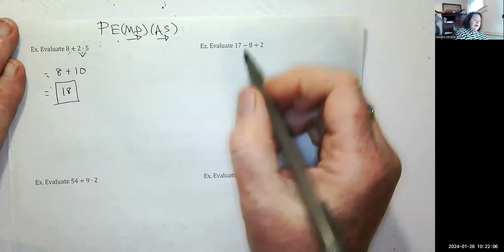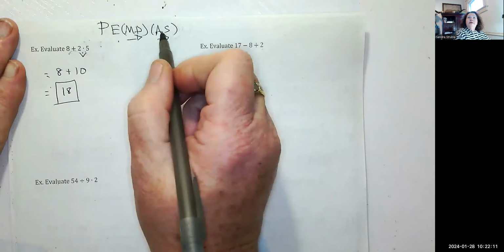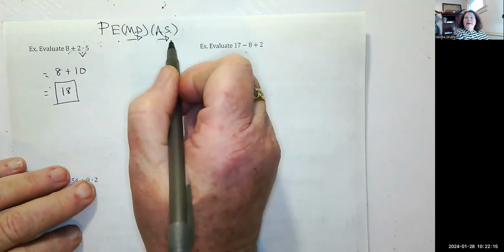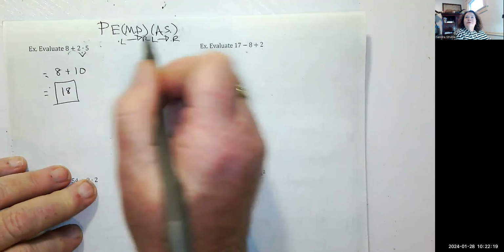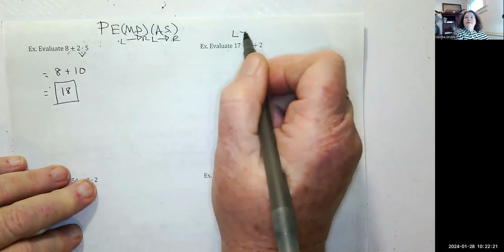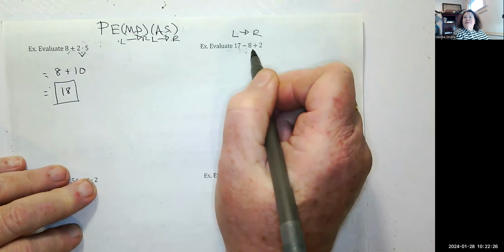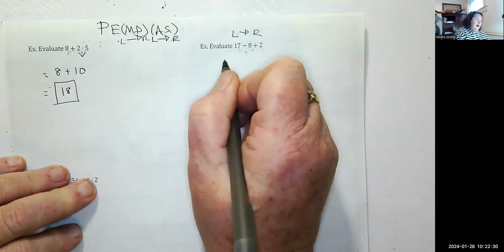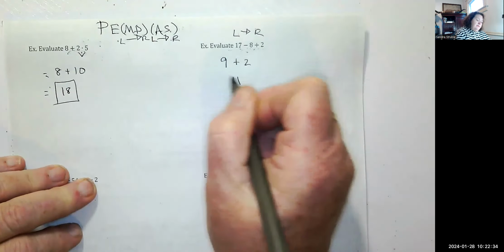The next one, we've got subtraction and addition. Granted, we've got addition and subtraction here, but it's left to right, L to R, right? Left to right for these two. So left to right, who comes first? 17 minus 8 comes before negative 8 plus 2. So 17 minus 8 is 9, and then plus 2 is 11. Right?